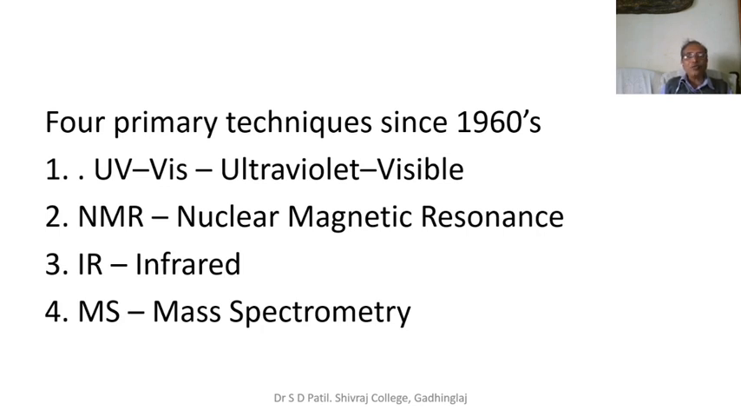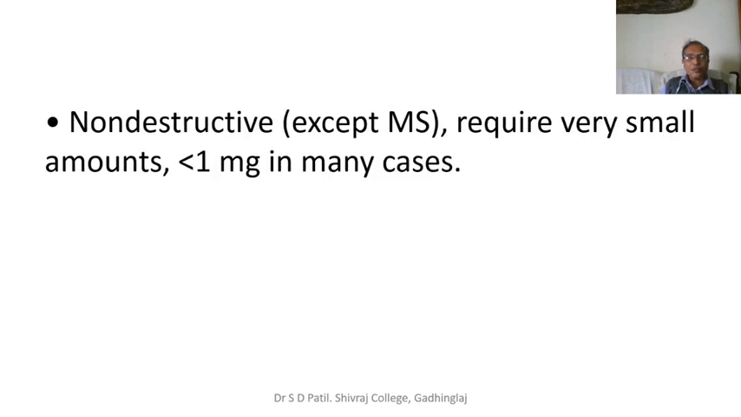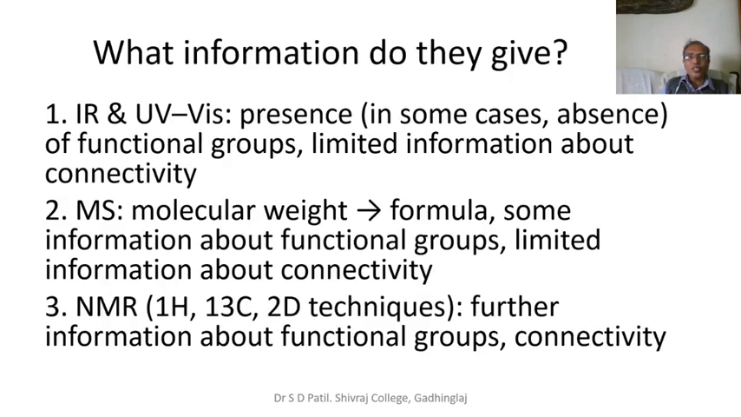Four primary techniques commonly used since 1960 are UV visible spectroscopy, second, nuclear magnetic resonance spectroscopy, third, infrared spectroscopy, and fourth, mass spectroscopy. The spectroscopic techniques except mass spectroscopy are non-destructive and require a very small amount of the compound to be investigated, and that is why these techniques are very popular. These techniques are very fast, accurate and explain various things related to molecular structure.